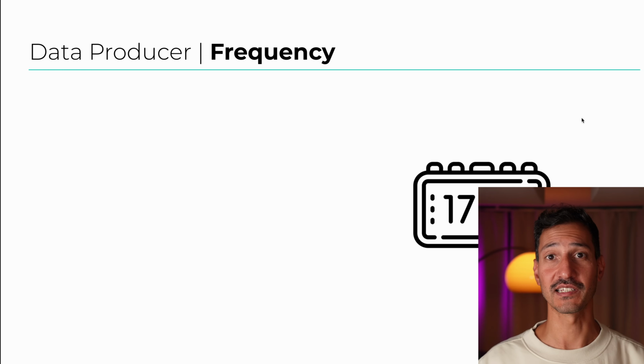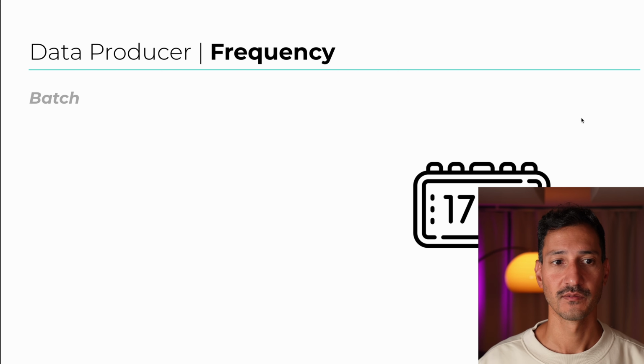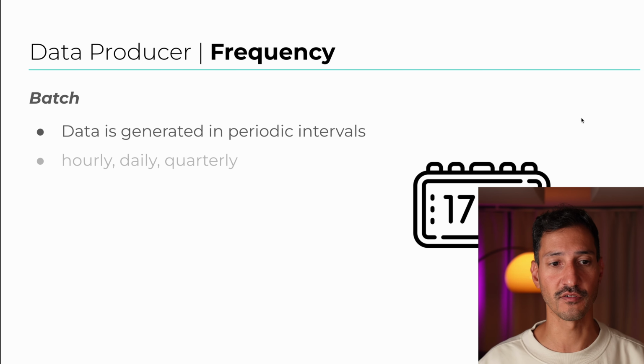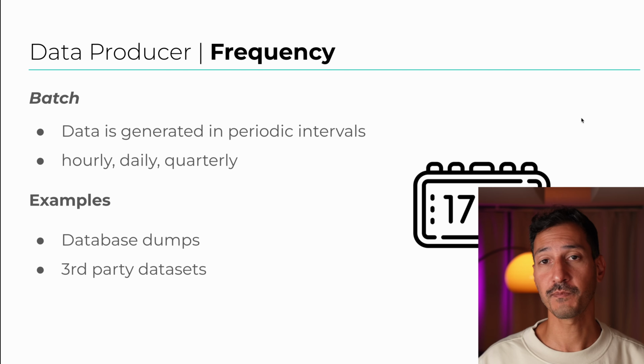What about the frequency data might be produced at? Usually there are 2 types. The first one is so-called batch data. Batch data is generated in periodic intervals. So, for example, every hour, every day, or quarterly. Some examples include database dumps or third-party datasets.